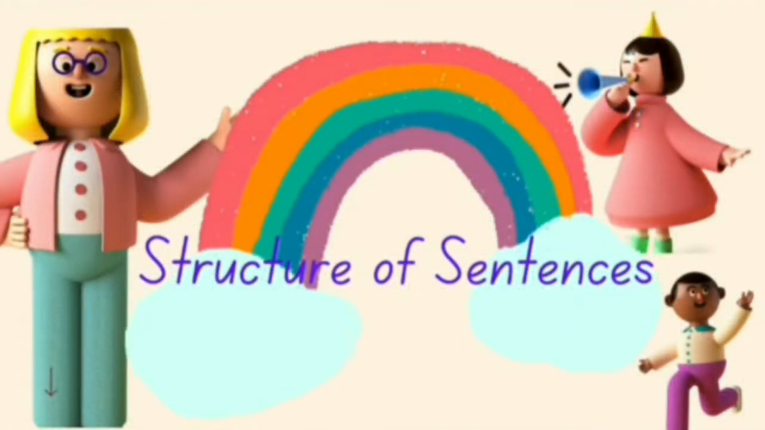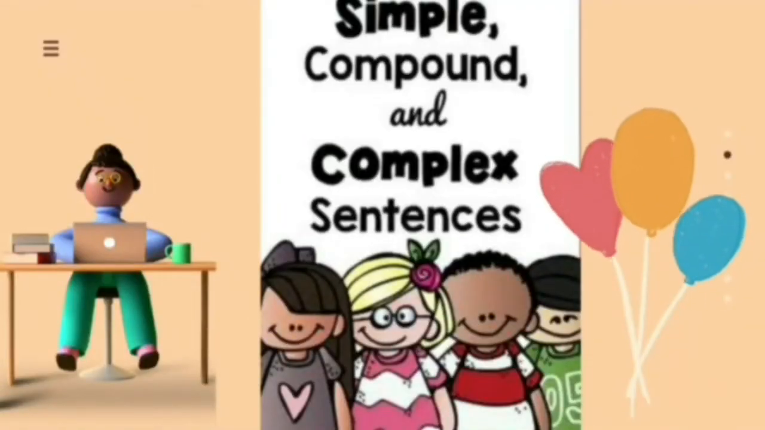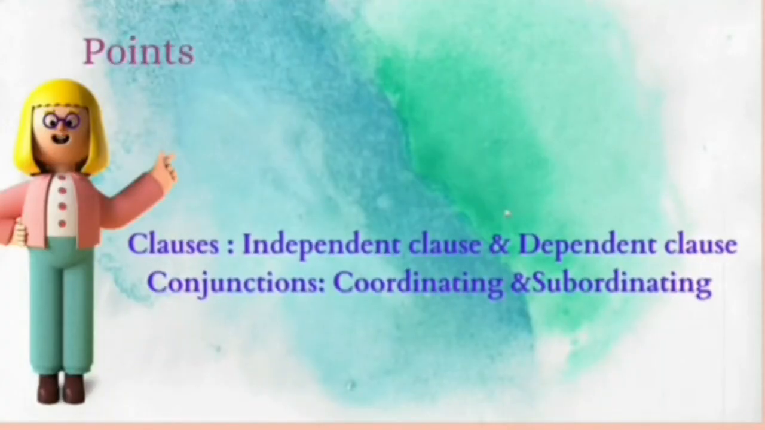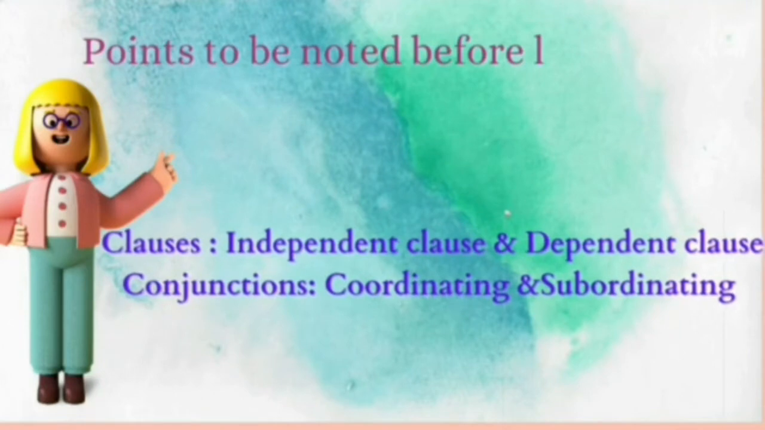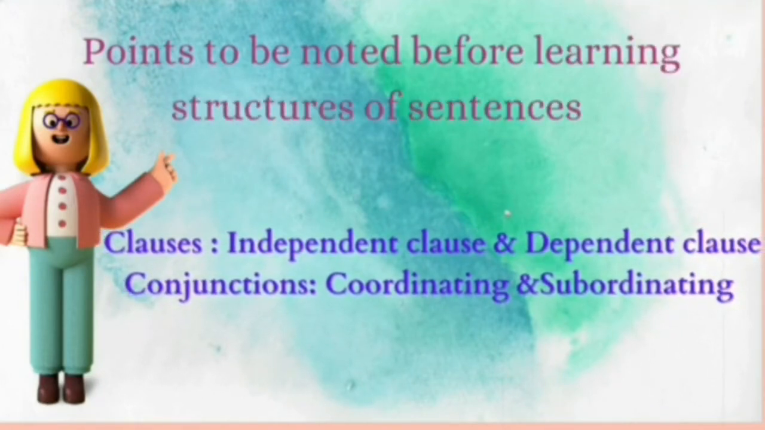About structure of sentences. Structures of sentences are basically simple, compound and complex sentences. Now there are some points which we should remember before studying structure of sentences. Number 1, clauses: independent clause and dependent clause. Number 2, conjunctions: coordinating and subordinating conjunctions. These are the two main aspects while doing simple, complex and compound sentences.